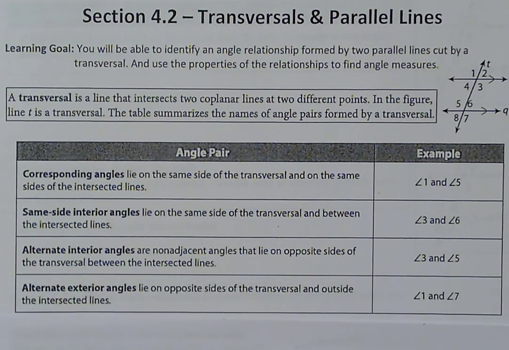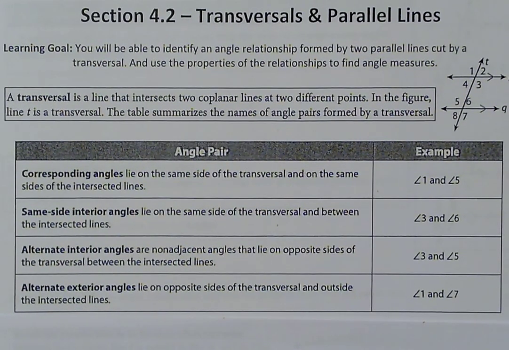And then our last relationship is going to be alternate exterior. They're on opposite sides of the transversal, but outside the parallel lines. Meaning, an example of that would be angles 1 and 7. 1 and 7 are on opposite sides of the transversal and outside the parallel lines.